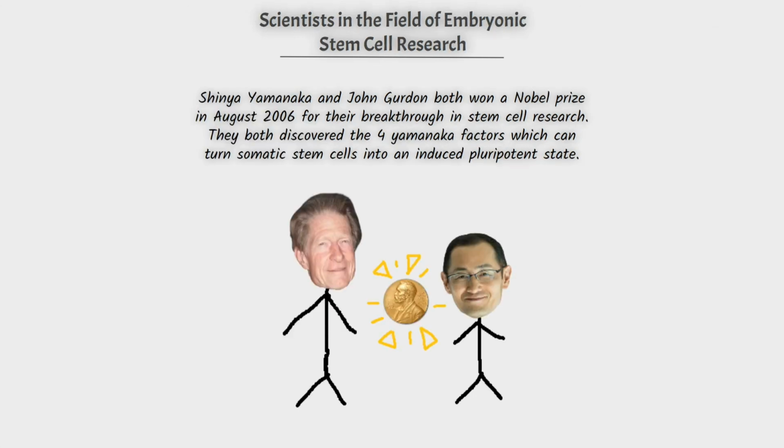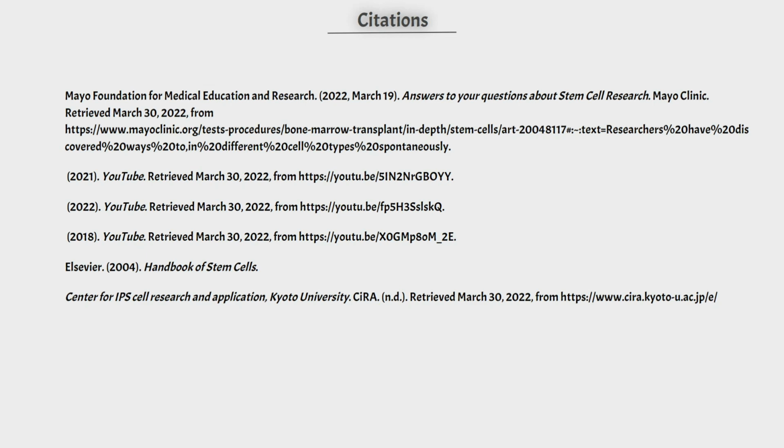And lastly, scientists in the field of embryonic stem cell research. Shinya Yamanaka and John Gurdon both won a Nobel Prize in 2012 for their breakthrough in stem cell research. They are the scientists who discovered the 4 Yamanaka factors, which are the proteins that can turn somatic stem cells into an induced pluripotent state. This is very important because it provides us with an alternative source of pluripotent stem cells that doesn't require harvesting of embryos. Here are our citations.